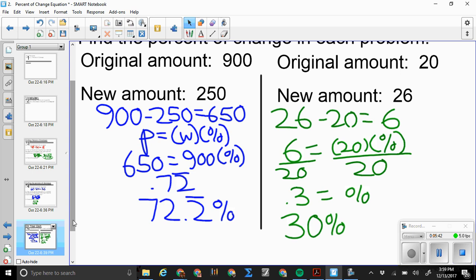Now, some of your homework problems may involve finding other parts of the equation, but that is okay, as long as you use the same equation to set up and remember to plug in the new amount for P and the original amount for the W. You should have no problem finding any part of an increase or decrease problem. This concludes your lesson.